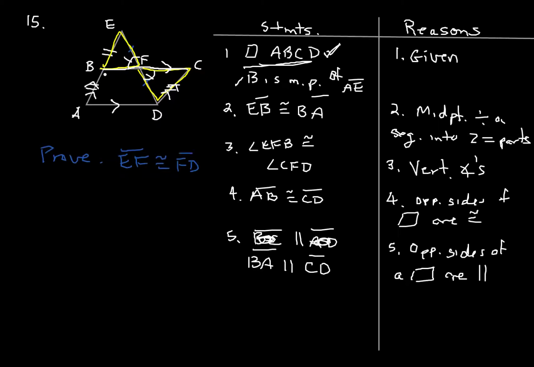It's getting messy here. So then we can say if these are parallel, and this transversal cuts it, then angle EBF, this one right here, is congruent to FCD right here. Because this is the transversal cutting parallel lines, and these are alternate interior angles. So we're going to say angle EBF is congruent to angle FCD, forgot my angle symbol, and that would be alternate interior angles.